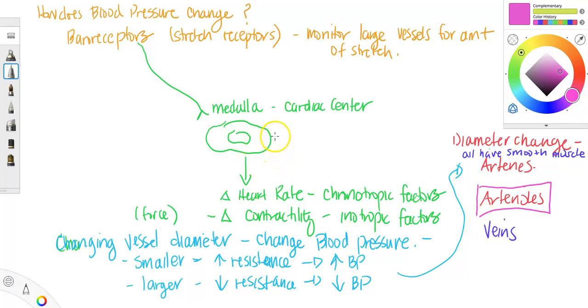So now let's look at the vessel itself and the blood within the vessel to see what different things affect the blood pressure and blood flow and all that.